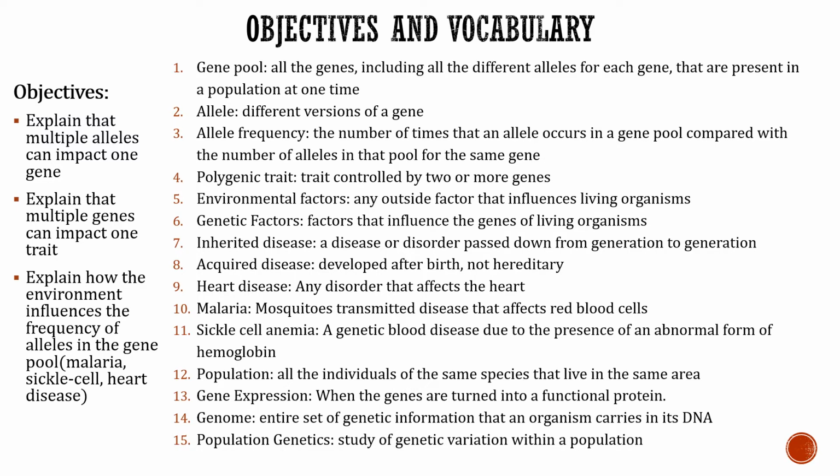Like always, here are our objectives and vocabulary. The three objectives are: explain how multiple alleles can impact one gene, explain how multiple genes can impact one trait, and explain how the environment influences the frequency of alleles in a gene pool. We're using things like sickle cell and malaria and typhoid and cystic fibrosis, and that stuff we'll talk about in lecture. And here's all your vocab. Remember, the vocab is on Quizlet.